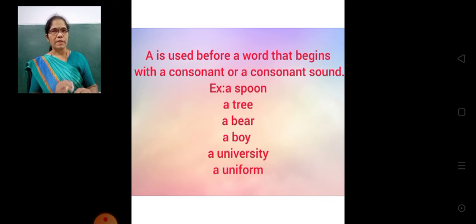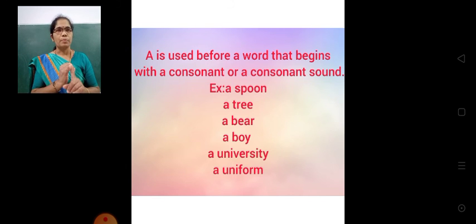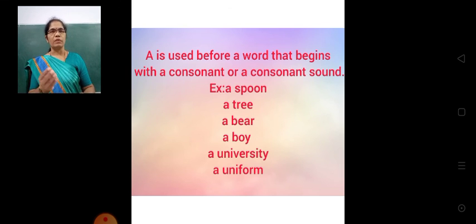See the examples again. A spoon, a tree, a beer, a boy, a university, a uniform. Before all these words, we have to use the article a. Again, see the rule: a is used before a word that begins with a consonant or a consonant sound.